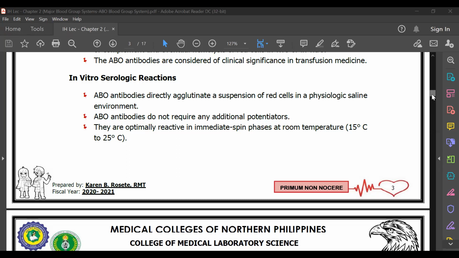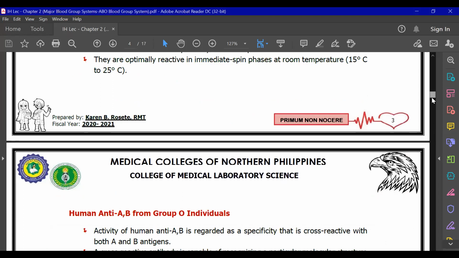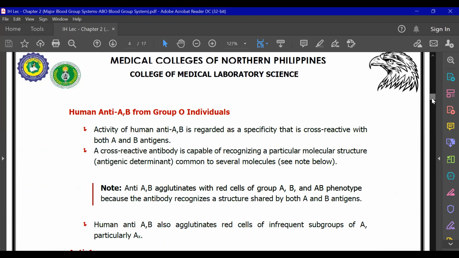So sabi natin, your IgM, they are cold reacting antibodies. Anong sabi natin with the temperature sa IgM? They react best at room temperature or even lower temperatures. Unlike your IgG, they react best at what? Your IgG antibodies react best at 37 degrees Celsius. 37 degrees Celsius. Okay. I'm happy na may na-retain pa from the previous discussions. So, okay, let's move on.